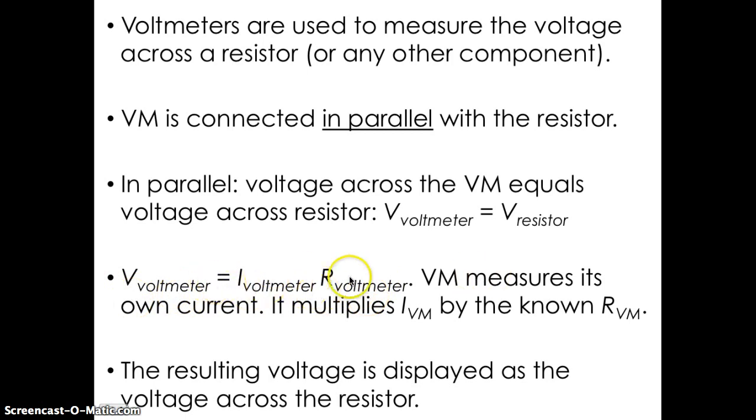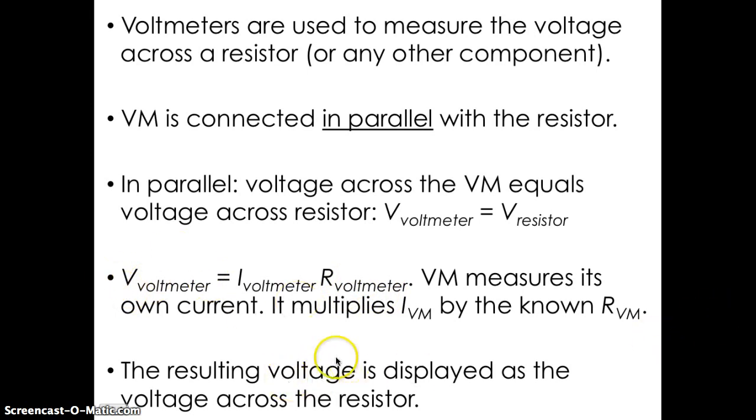Using Ohm's law, we know this. Right? V equals IR for the voltmeter. So the voltmeter measures its own current, just like the ammeter, but then it takes that value of I and multiplies by its known pre-programmed manufactured value of resistance. So every voltmeter has some manufactured resistance value, and the voltmeter knows what its resistance value is. It's programmed into the voltmeter, and every time that voltmeter takes a reading of current, it then multiplies the current by its own value of R to arrive at the voltage.